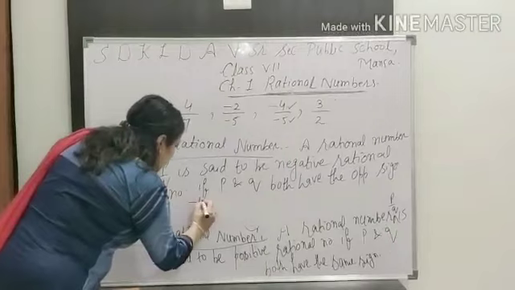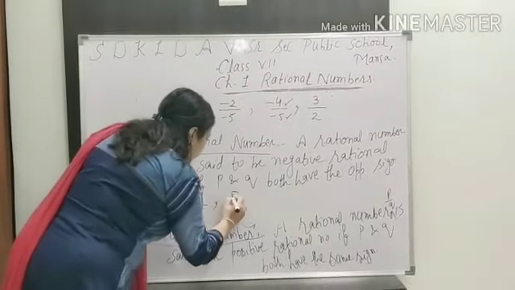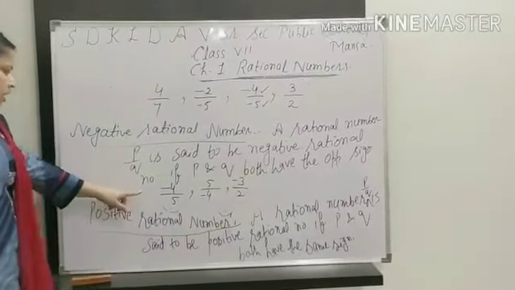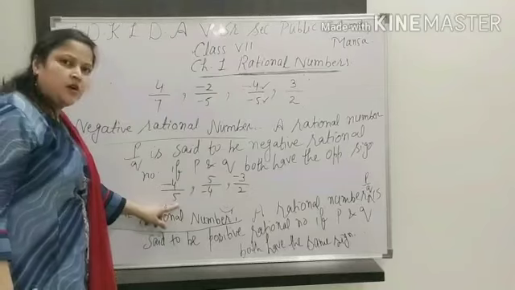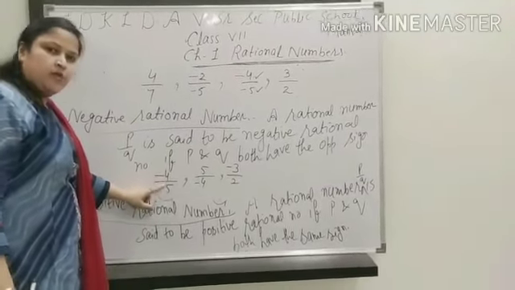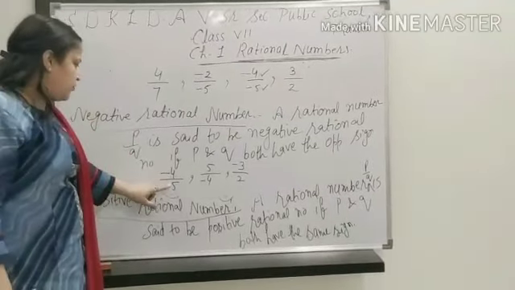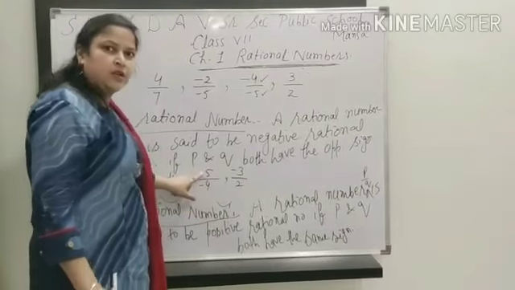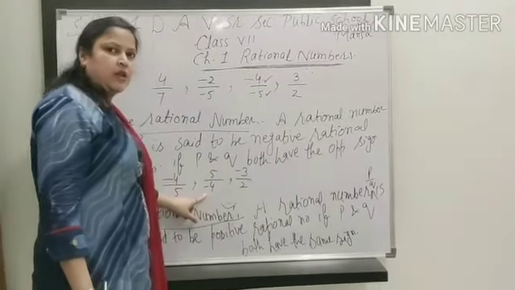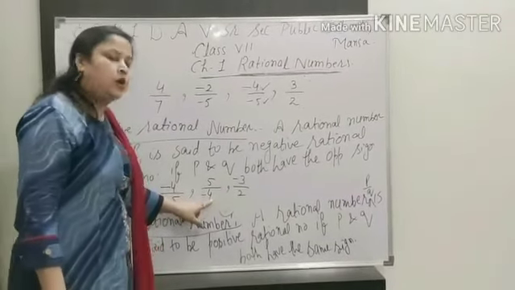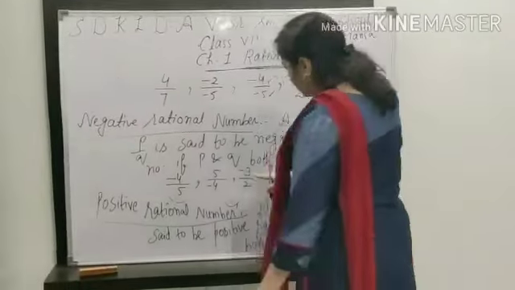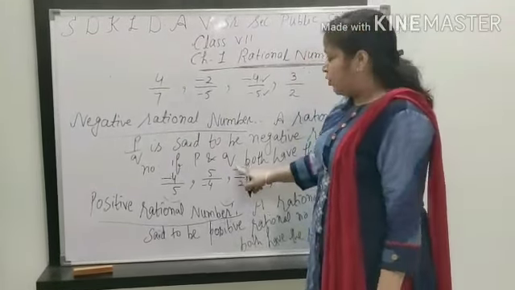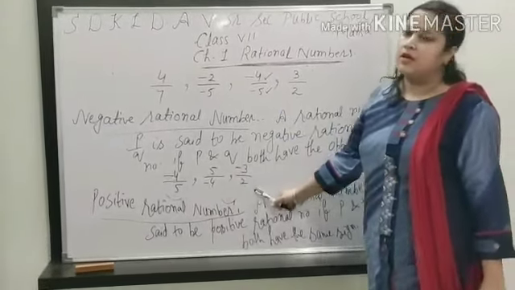For example, minus 4 upon 5, 5 upon minus 4, minus 3 upon 2. Here, 4 has the negative sign, 5 has the positive sign. Therefore, they both have the opposite sign. Therefore, minus 4 upon 5 is a negative rational number. Next is 5 upon minus 4. Here, 5 has the positive sign, 4 has a negative sign. Therefore, 5 upon minus 4 is also a negative rational number. Next is minus 3 upon 2. Here 3 has a negative sign, 2 has a positive sign, both have the opposite sign. Therefore, minus 3 upon 2 is a negative rational number.